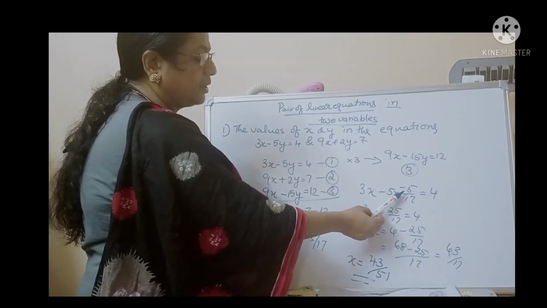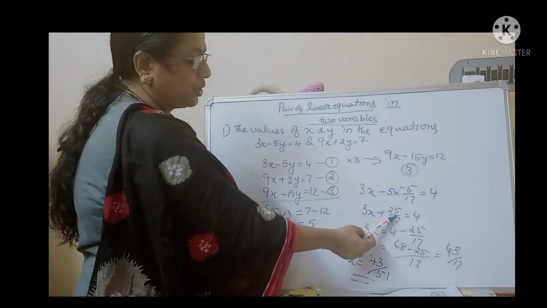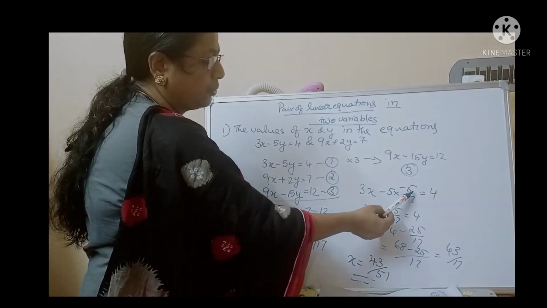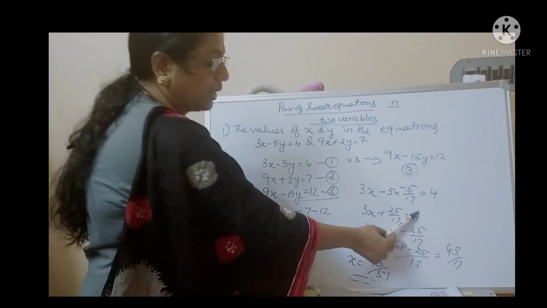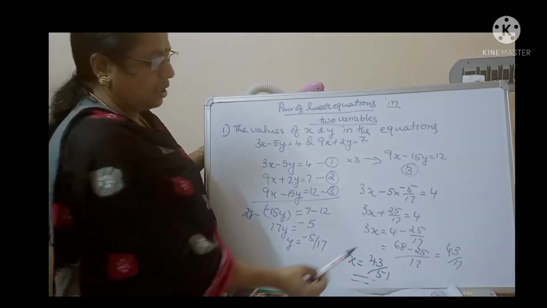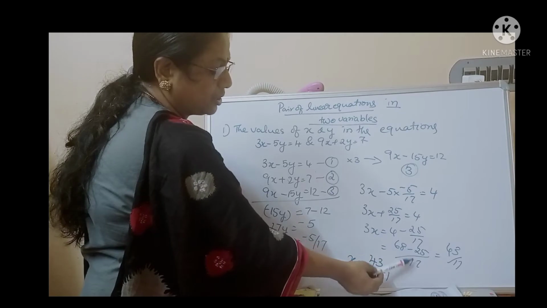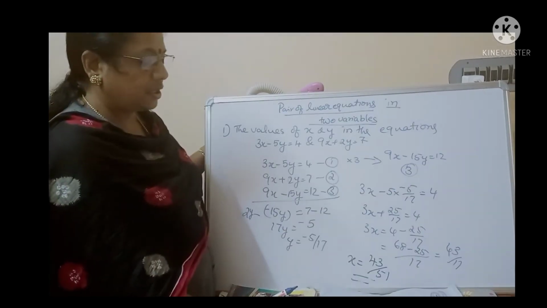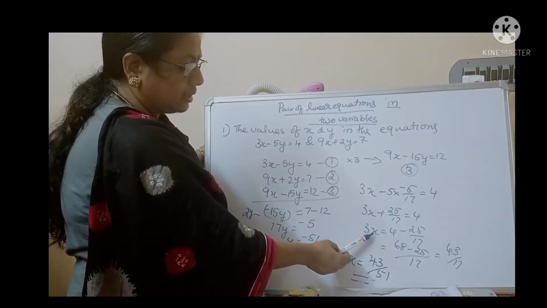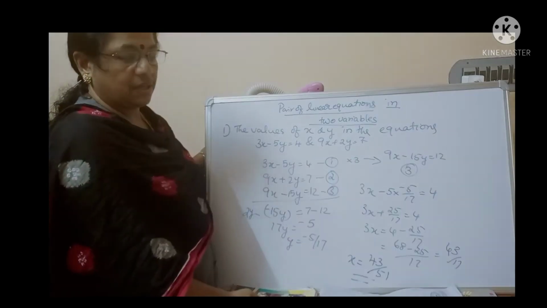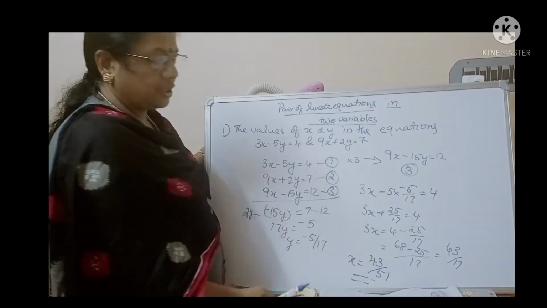3x minus 5 into negative 5 by 17 is equal to 4. So 3x plus 25 by 17 is equal to 4, since 5 into 5 is 25. So 3x is equal to 4 minus 25 by 17. After cross multiplication you will get 68 minus 25 by 17, that is 43 by 17. Since 3x is 43 by 17, x is equal to 43 by 3 into 17, which is 43 by 51.